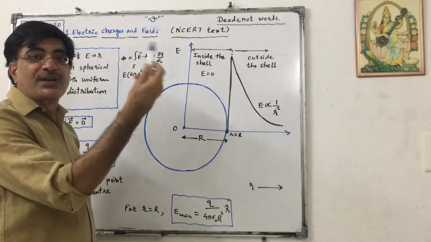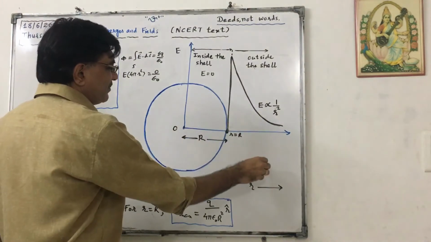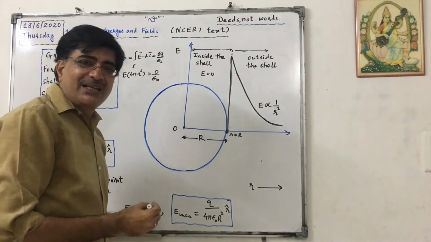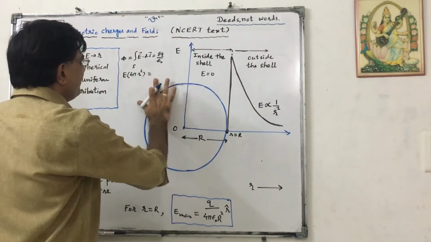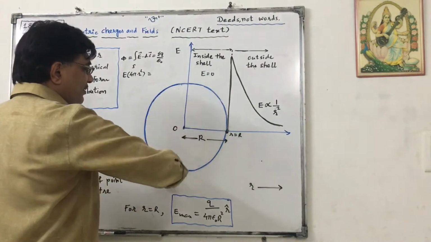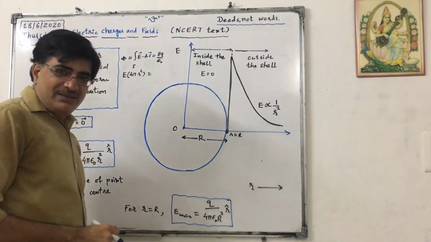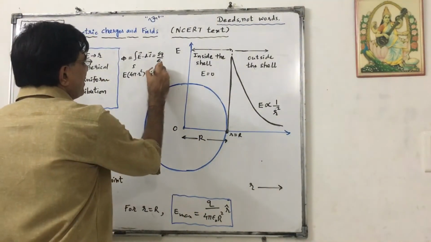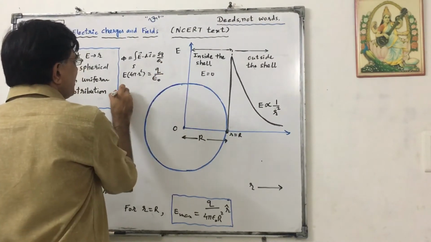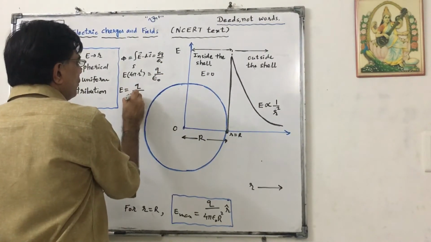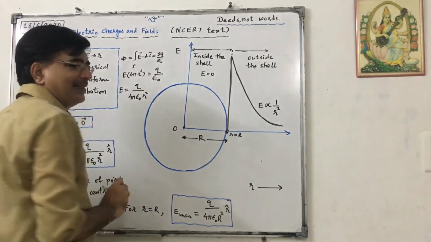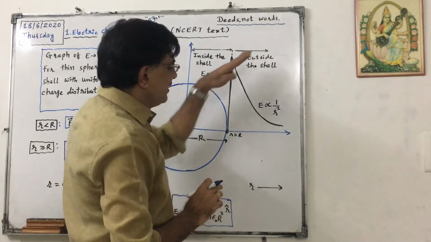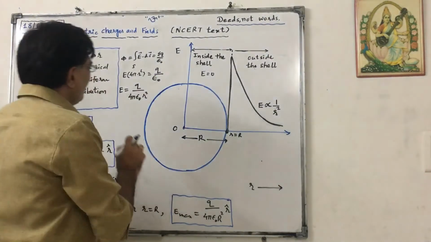What about outside points? Suppose I consider a point somewhere outside, and we draw a Gaussian surface there. In that case, sigma q is the total charge on the thin shell, because the total charge will be enclosed by the Gaussian surface. So it can be written as q upon epsilon naught, and in that case E will be equal to q upon 4 pi epsilon naught r square. The direction will be in the direction of position vector r, unit vector r cap.